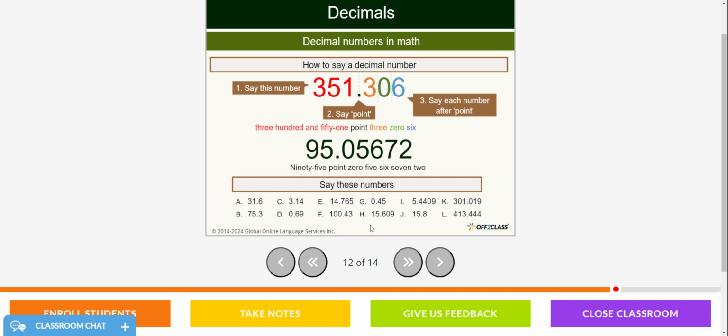0.45, 15.609, 5.4409, 15.8, 301.019, 413.444.